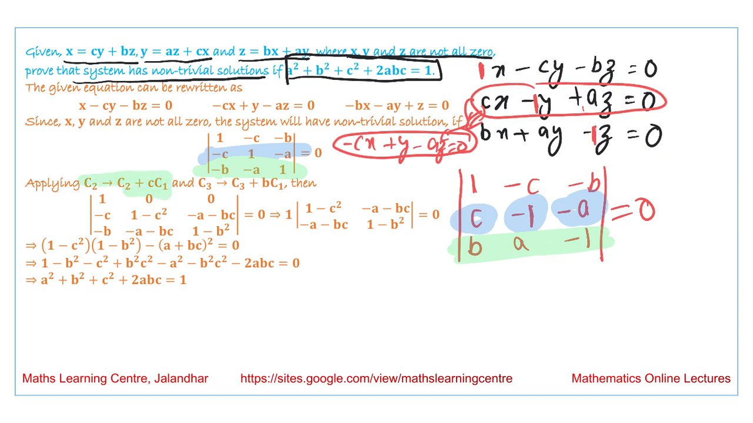We have used the operation that column 2 approaches column 2 plus c times column 1, column 3 approaches column 3 plus b times column 1. We obtain both these elements are 0. We open this determinant along the first row, and we obtain the answer in this form. And on solving this, we will obtain that a square plus b square plus c square plus 2abc is equal to 1.